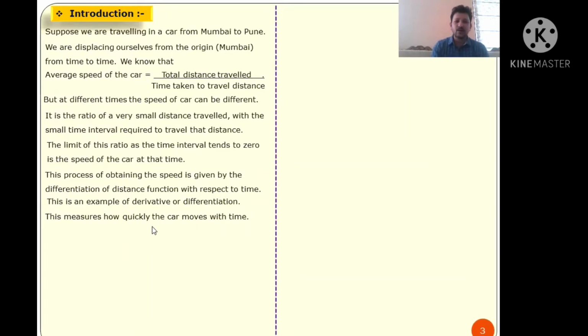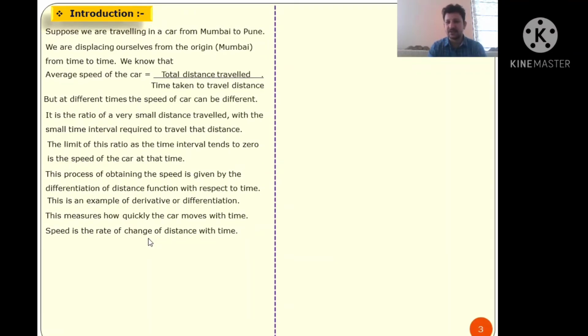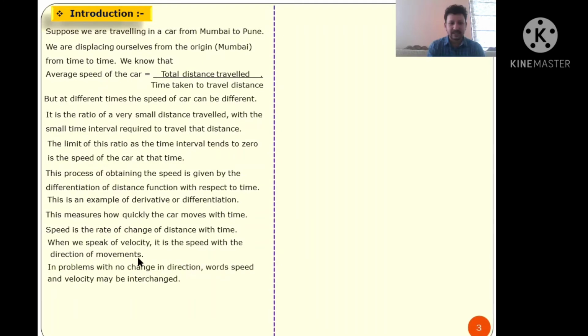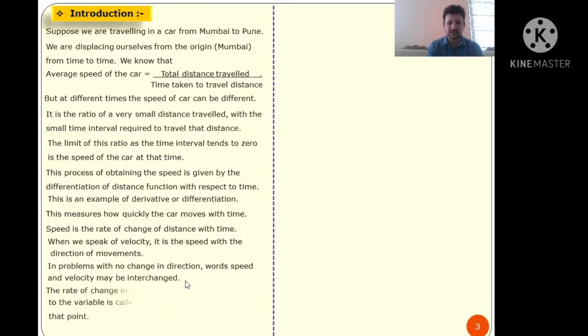This measures how quickly the car moves with time. Speed is the rate of change of distance with respect to the time t. This definition you have already learned. When we speak of velocity, it is the speed with the direction of movement. In problems with no change in direction, the words speed and velocity may be interchanged.